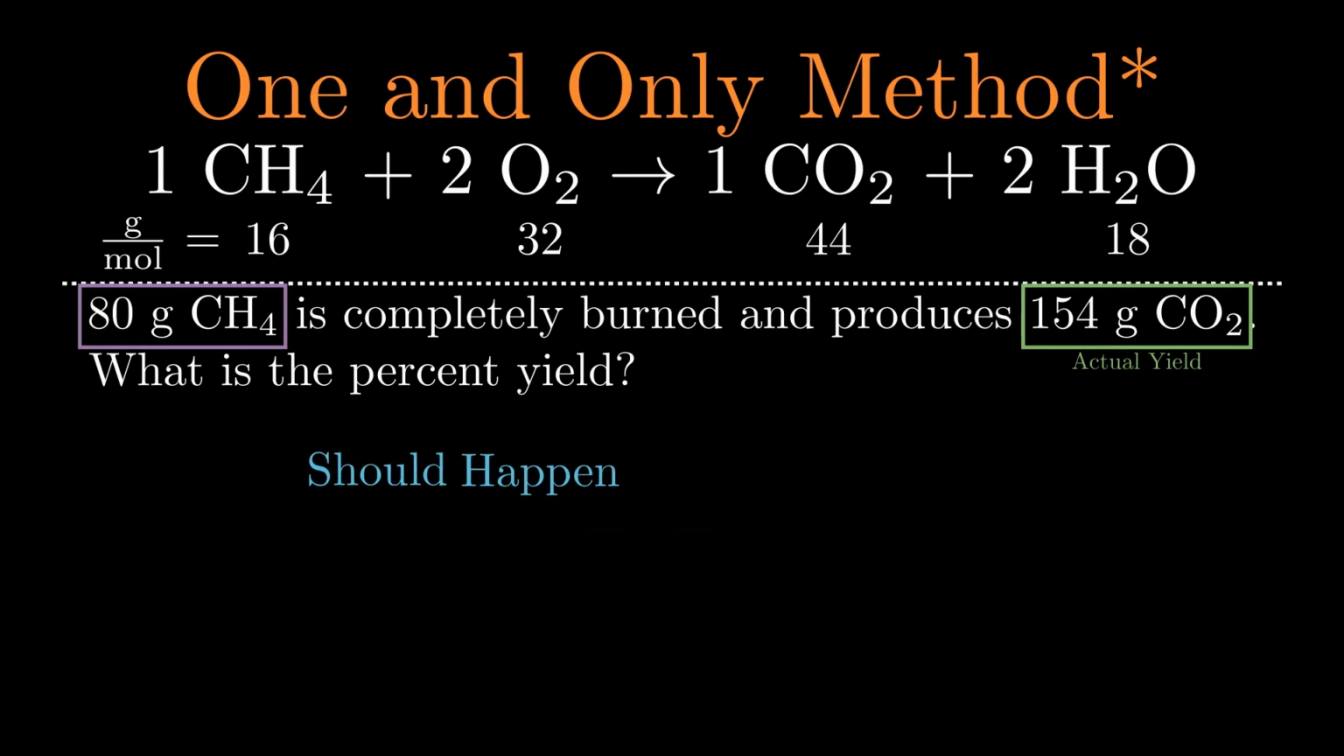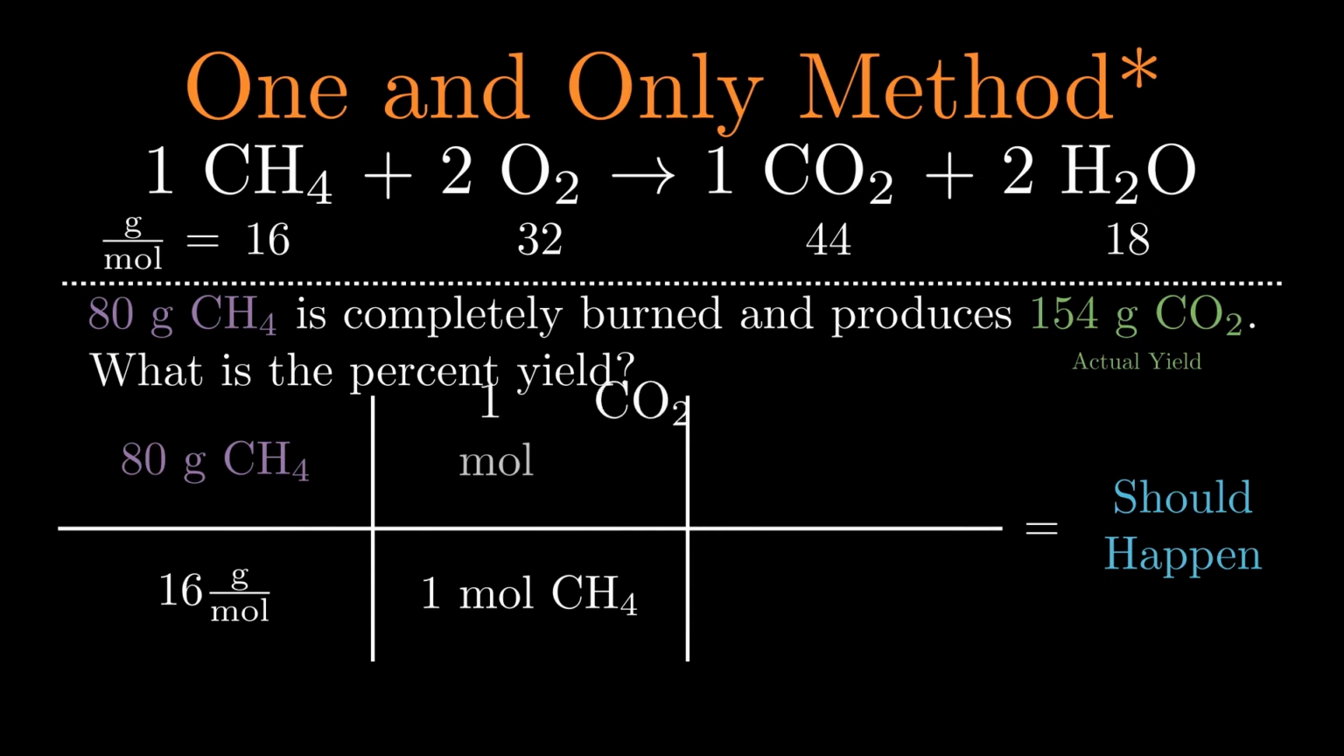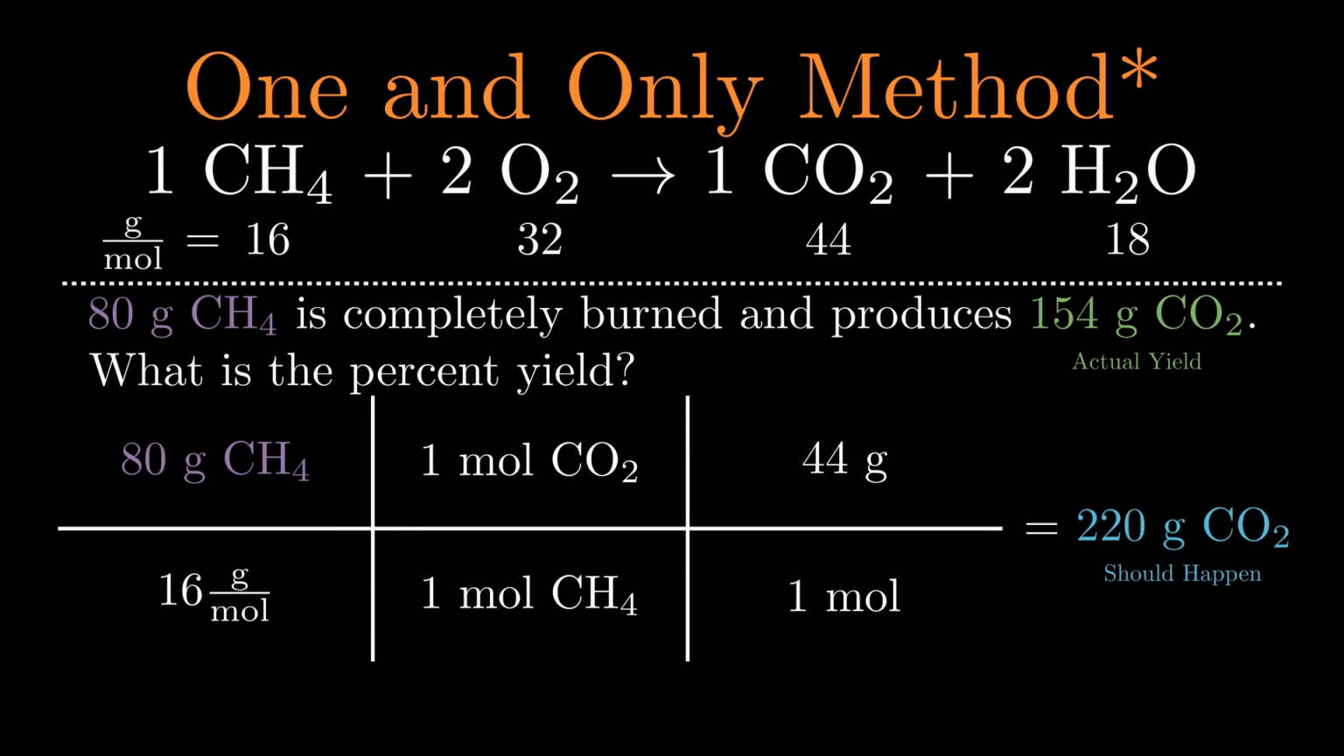As for what should happen, we can now rely on our stoichiometry skills. All along, these answers have been assuming reactants and products behave exactly as the equation indicates. After putting the given 80 grams of methane into the top left box and filling out the rest of the grid accordingly, we get an answer of 220 grams of CO2. This is what should happen and is also known as the theoretical yield.